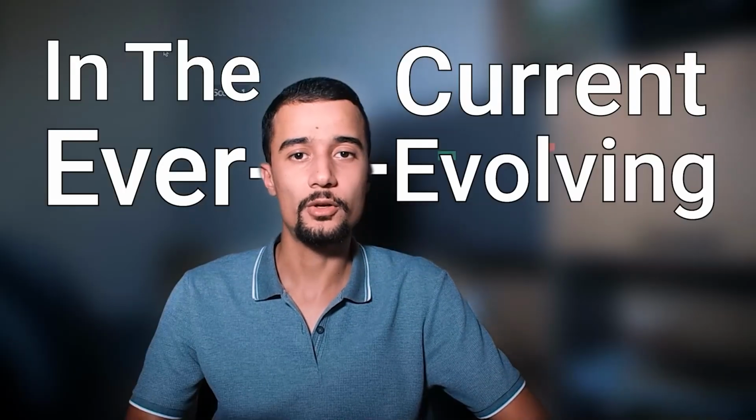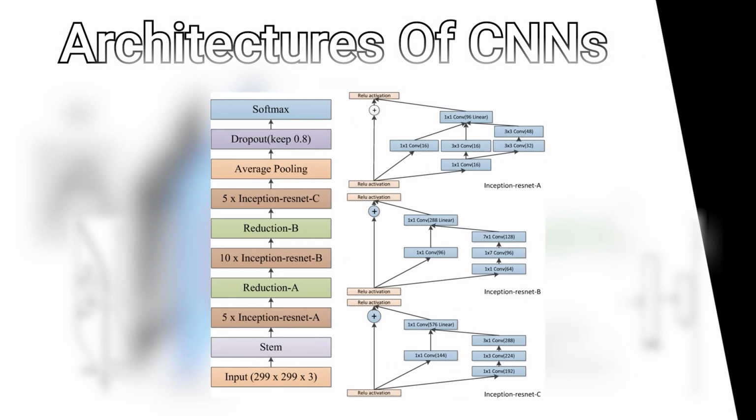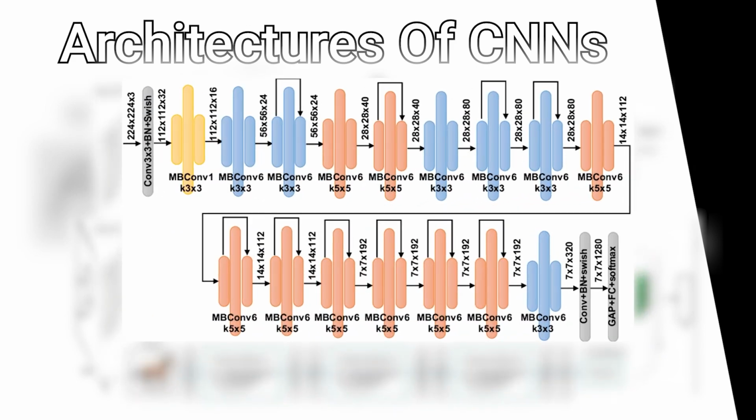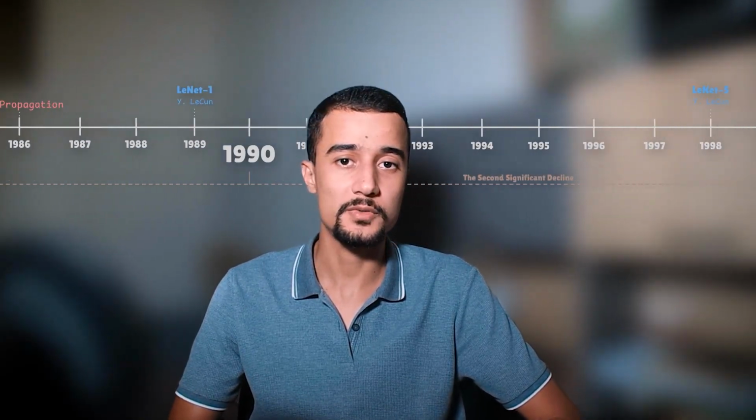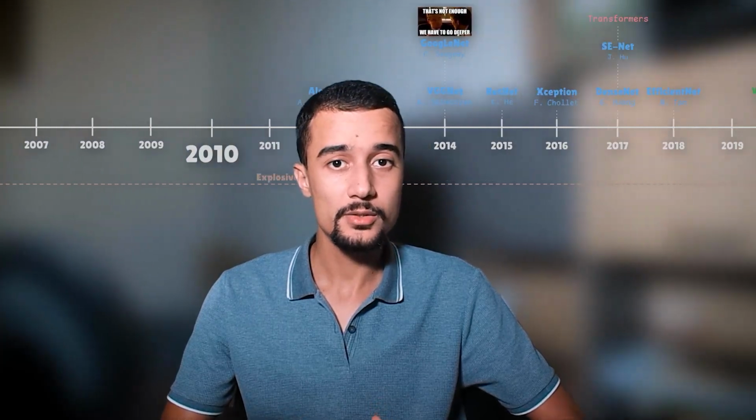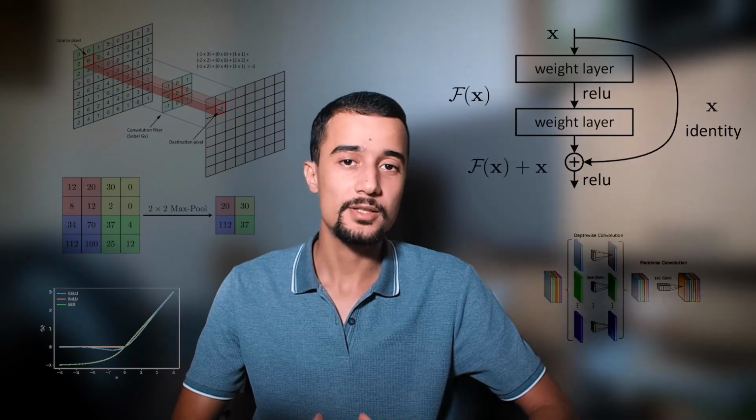In the current ever-evolving era of AI, there are numerous architectures for convolutional neural networks, each with its own advancements and nuances, and for beginners I know that navigating this vast landscape can feel overwhelming. That's why, in this video, I'm taking you on a journey through the history of CNNs, from their early beginnings to the cutting-edge models we use today, and we'll explore the key breakthroughs that shaped the evolution of this field, making it accessible and exciting for everyone. So now let's explore how convolutional neural networks have evolved over the years.